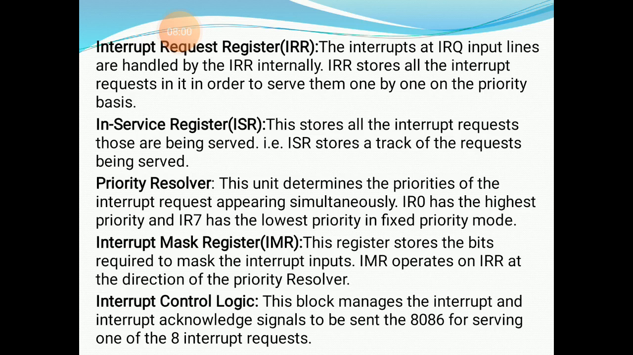The priority resolver unit determines the priorities of the interrupt requests appearing simultaneously. IR0 has the highest priority and IR7 has the lowest priority in fixed priority mode. The interrupt mask register, IMR, stores the bits required to mask the interrupt inputs, and IMR operates on IRR at the direction of the priority resolver. The interrupt control logic unit manages the interrupt and interrupt acknowledge signals to be sent to the microprocessor for serving one of the 8 interrupt requests.